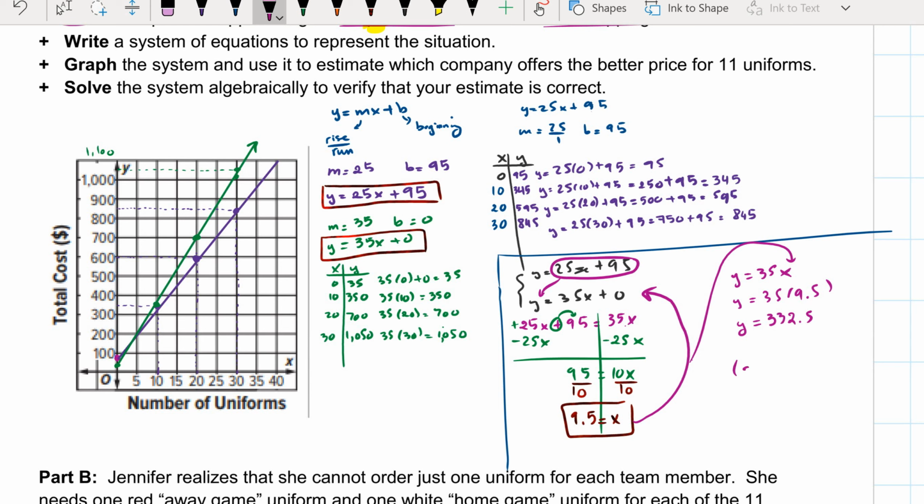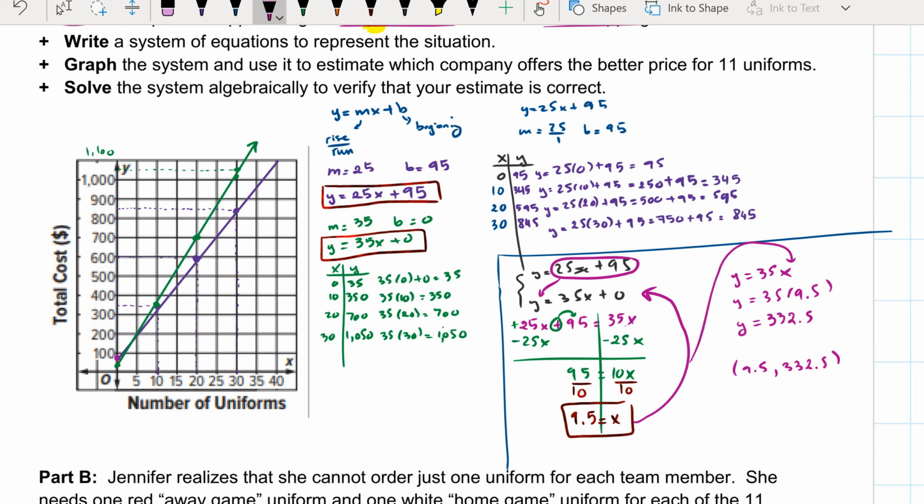So x is 9.5 and y is 332.5. So that tells me that both companies will charge you the same price if you buy 9.5 uniforms. It doesn't quite make sense there, but 9.5 uniforms and they charge you $332.5. That's just the intersection where the price offers are equal on both companies.